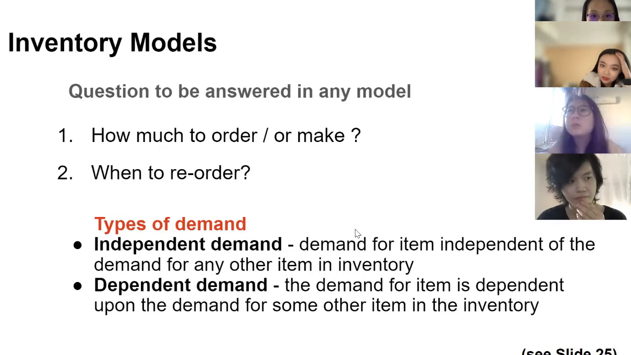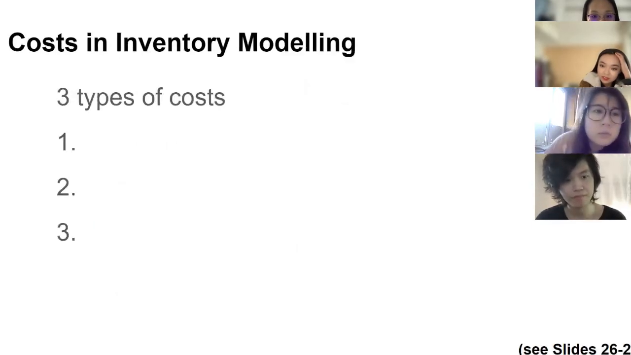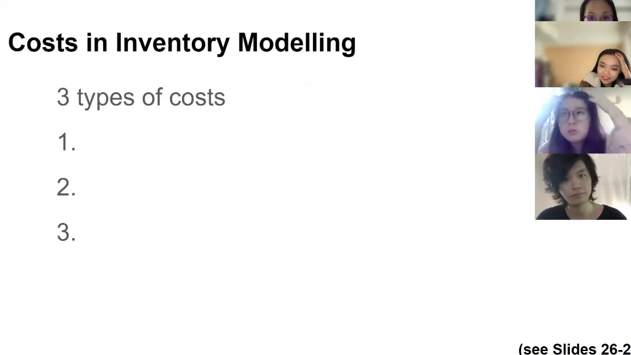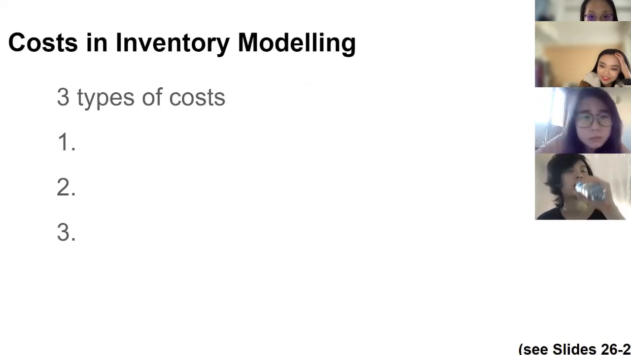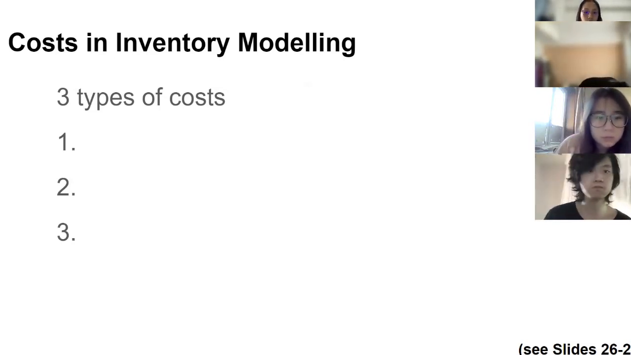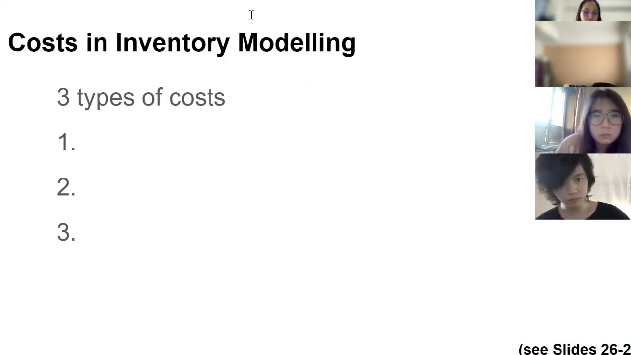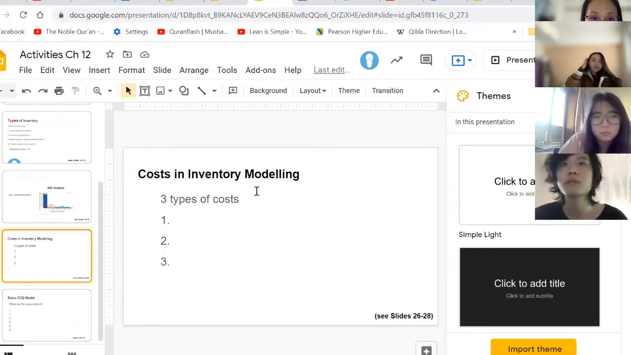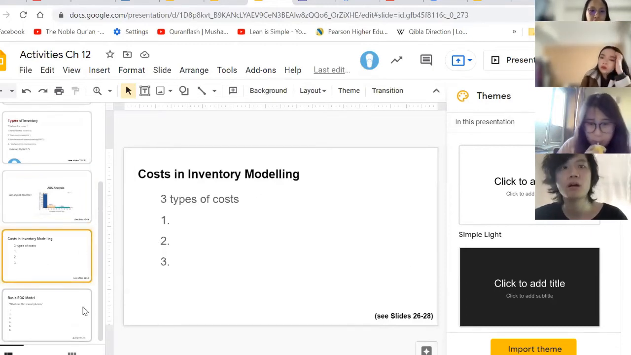So we're going to talk about that. The model that I'm going to introduce is the independent demand inventory model. So go back to your activity slide. Okay, I've asked you the question. Now, what are the three types of costs?